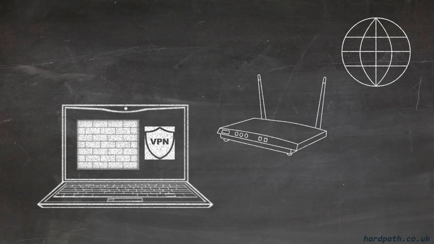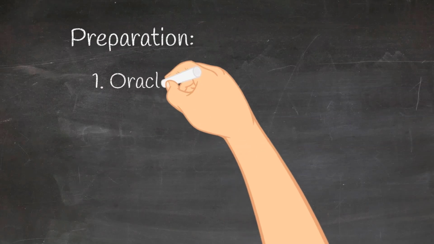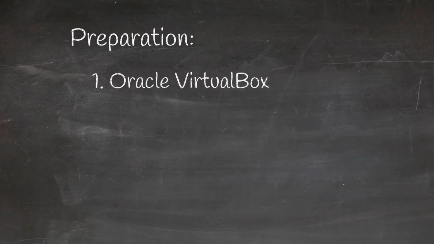Before setting up the firewall, there are a few things we need to prepare. First, you will need VirtualBox from Oracle. I will assume you have VirtualBox installed with the respective extension pack. You will need it for the USB pass-through.